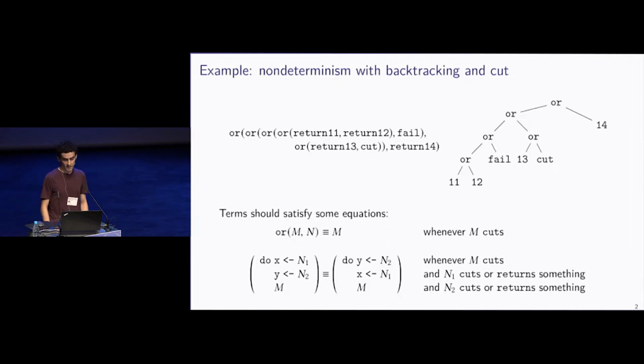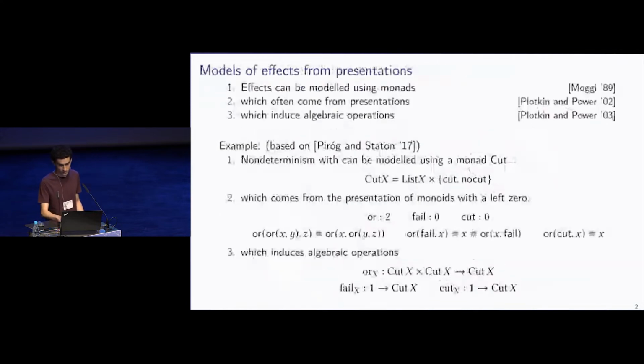Okay, so the question I want to ask is how do we actually construct a model of these effects in such a way that we can validate equations like these? There is some existing story about constructing models of effects. The way it goes is we say we can model effects usually using monads, or in fact strong monads, but I'll just forget about strength for this talk.